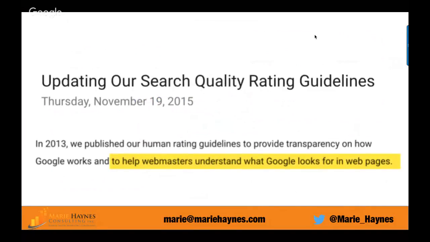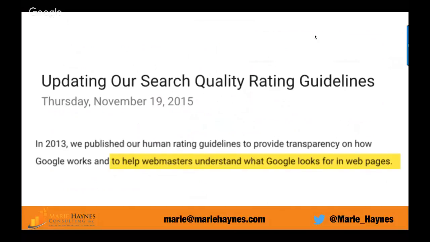If you've ever wondered, Google constantly says, all you need to do in order to rank well is produce fantastic quality content. And then they don't tell you, what is quality content? What do they consider to be high quality? Well, Google themselves say that these guidelines are created to help webmasters understand what Google looks for in web pages. And so this is really, really important. I mean, if you're asking Google, what is it that is considered high quality, these guidelines.